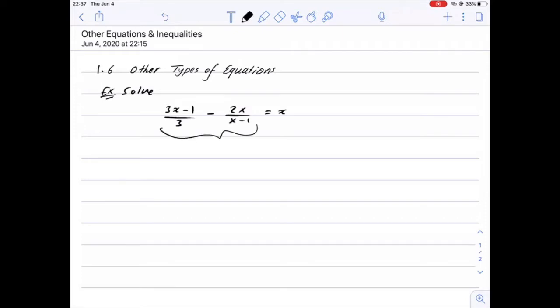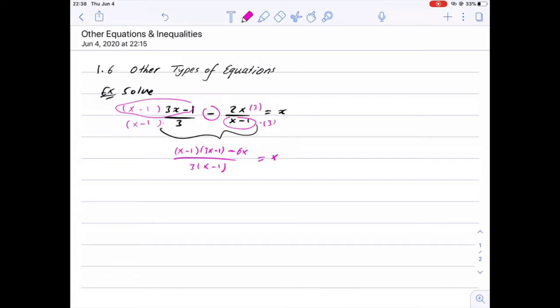We have the left-hand side. From the left-hand side, we can notice that in order to simplify the problem, we need to get a common denominator. So we multiply 3 by x minus 1 and the numerator 3x minus 1 by the other denominator x minus 1, and we multiply the other fraction by 3. Now the new denominator is 3 times (x minus 1). The numerator is (x minus 1) times (3x minus 1) minus 2x times 3, which is 6x, all equal to x.